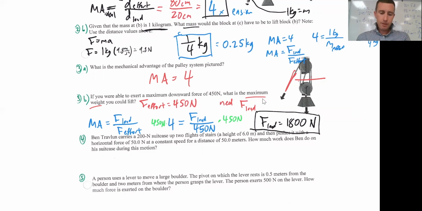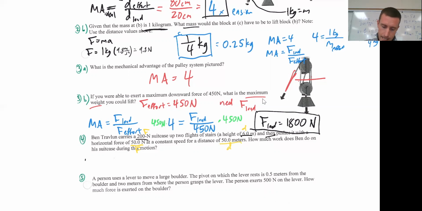For number 4, Ben Travlin, what a hilarious name, physics, you go, carries a 200 Newton suitcase up 2 flights of stairs, a height of 6 meters. Then pushes, so this is a force. I'm just going to start marking them as I go. That's a force, and that is a distance. Then pushes it with a horizontal force. So that is a force, and a constant speed for a distance of 50 meters. That is a distance. How much work does Ben do on his suitcase during this motion?